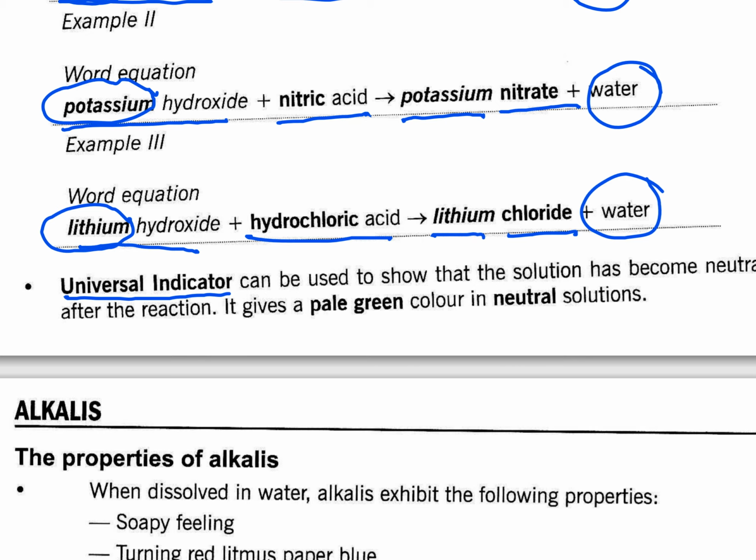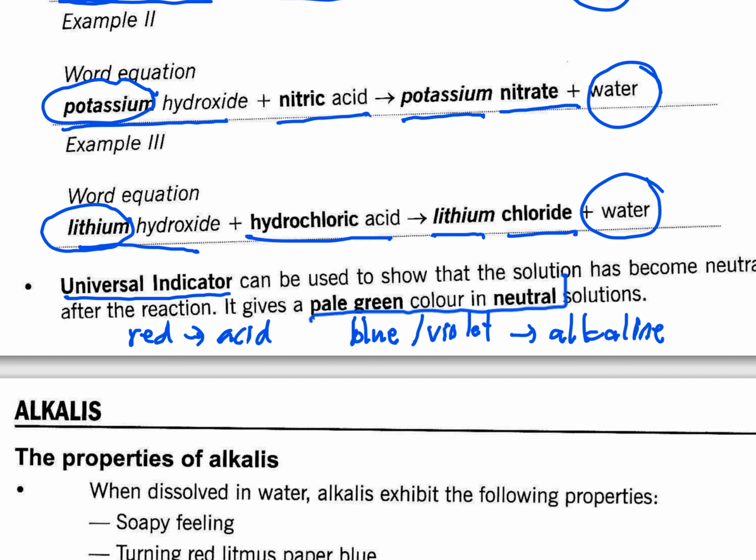The universal indicator will give a red color in acid conditions. It will give a blue or violet color in alkaline conditions. And if it's neutral, it will show a green color.